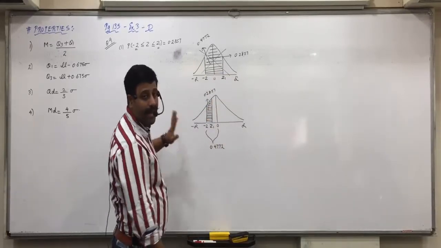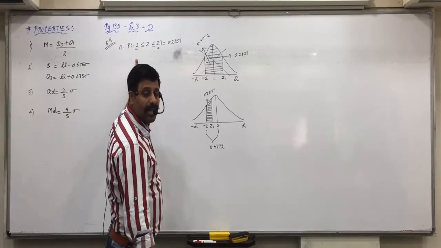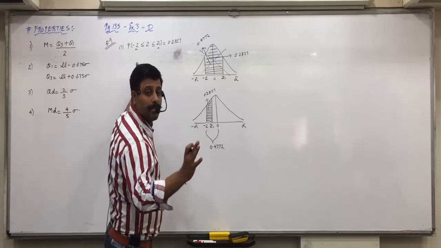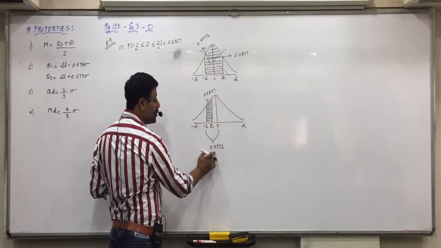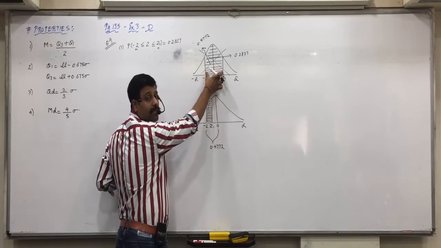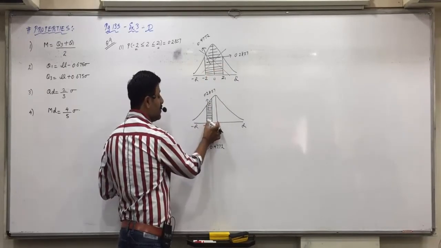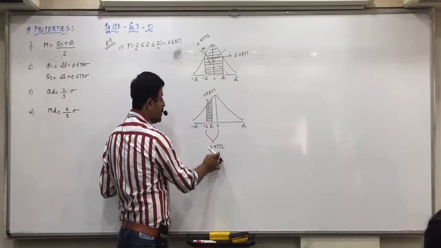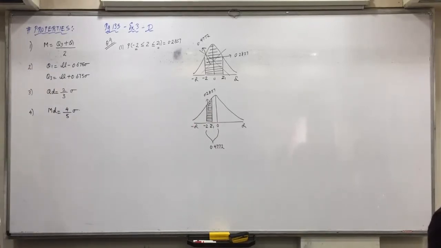Now how to get the correct diagram? First of all, the 2 value can be obtained from the table. That is 4772. In the table all the areas are from 0. So 0 to 2 we know is 4772. Here also 0 to 2 we know is 4772. Now this is 4772, so this should be more than 4772. So 2857 is not possible. This is 4772, so this should be less than 4772. This is less than 4772, so that is possible. Did everyone understand this? Now the second diagram we have to solve and obtain the values.